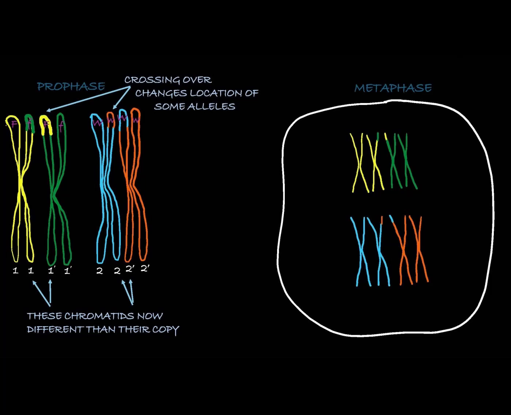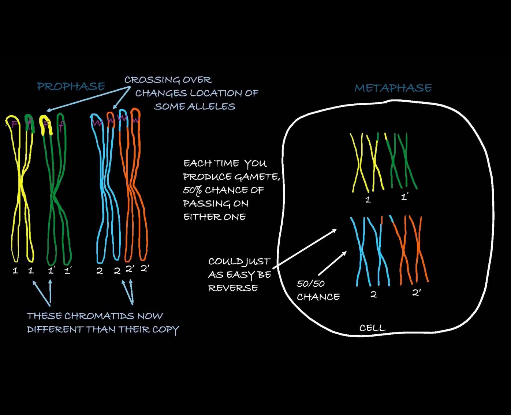This is a random assortment of how this is arranged. So we can see here they might be arranged with the 1s on the left side and the 1 primes on the right side for the 1 chromosome, and then the 2s on the left side and the 2 primes on the right side. This could be 50-50 either way. And every time the cell does this, it's just random, whether it's going to put the chromosome on the left and on the right, or it could be reversed with the 2 primes on the left and the 2s on the right. And then the next step is anaphase.